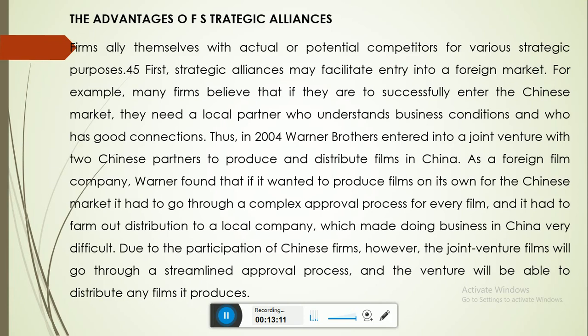As I said, there are different terms and conditions that the companies are following, that the companies are dealing with. So this company, they couldn't produce a product in China, a film, so they come with a partnership in order to produce that.